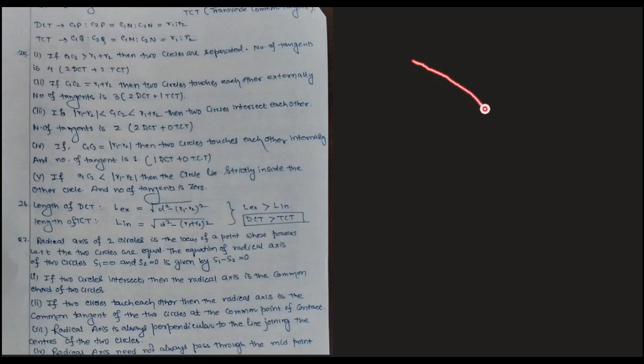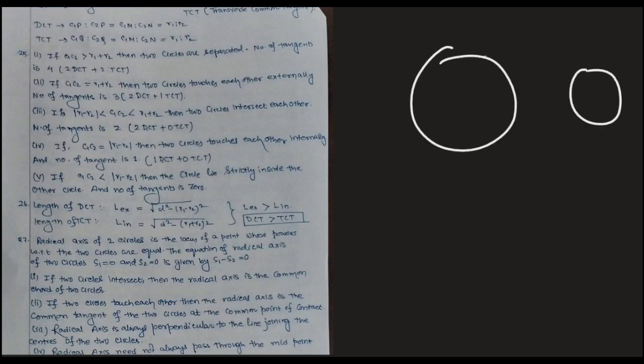Here one tangent is going on. Now let me use another tool. This is my circle, and one is here. I want to calculate the length of this PQ. This is the length of the transverse common tangent, and here we get the result: L is equal to the square root of D square minus (R1 plus R2) whole square.